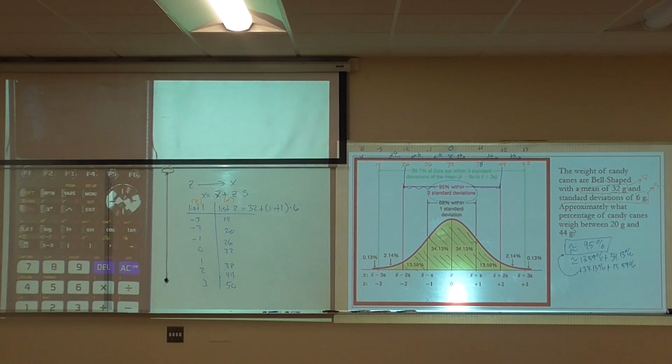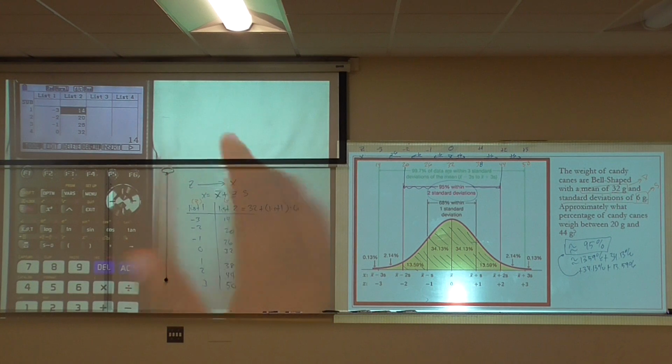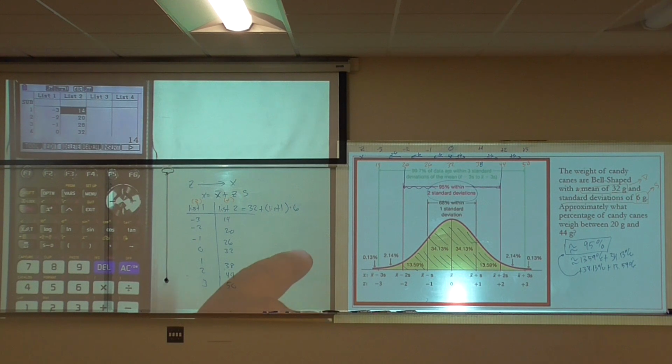So come over here for the console. How can I do this? Well, one thing you have to understand is that what we're seeing over here on this side is empirical. We're seeing a normal distribution. The bell shape is a normal distribution. And in our calculator, there is something called normal distribution.